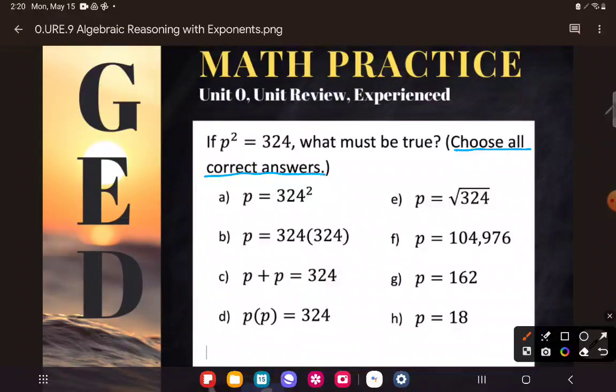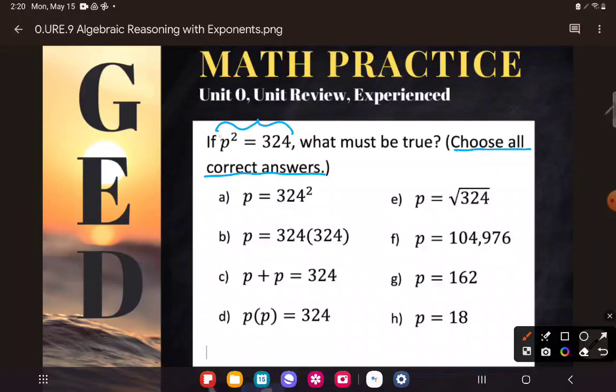Good news, you won't have to do that on the GED. But right now we're reviewing a lot in one question, so that's why we're doing this, okay? On the GED, there'll just be one correct answer. But if p squared is equal to 324, what must be true? Now, you might be saying, Kate, you haven't even taught me to solve equations yet. You told me we're doing that next unit. Yeah, but I've taught you a lot of mathematical reasoning, so let's think about what this means.